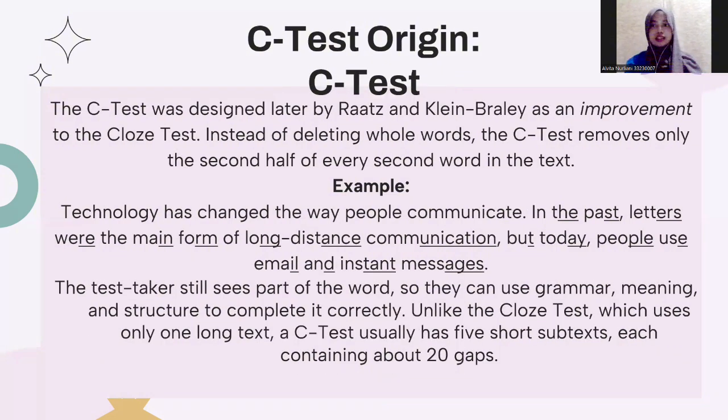And we move to the C-test, which is an improvement to the cloze test. Instead of deleting whole words, the C-test removes only the second half of every second word in the text. I have an example in this passage. Only the second half of a word is deleted, so the test taker still sees part of the word, and they can use grammar, meaning, and structure to complete it correctly. Unlike the cloze test, which uses only one long text, a C-test usually has 5 short subtexts, each containing about 20 gaps.